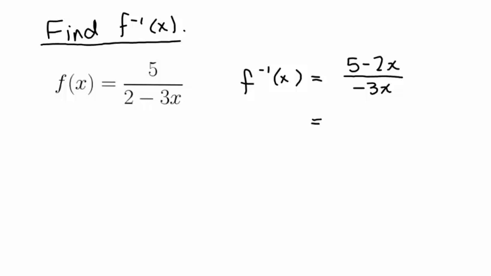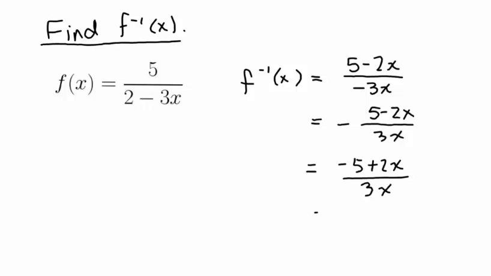You can bring it out front so that you have negative 5 minus 2x all over 3x. Or you can move this negative into the numerator by distributing a minus 1 through to get minus 5 plus 2x over 3x, or switching the order of the two terms in the numerator. So it's typical to see our final answer written like this. F inverse is equal to 2x minus 5 all over 3x.